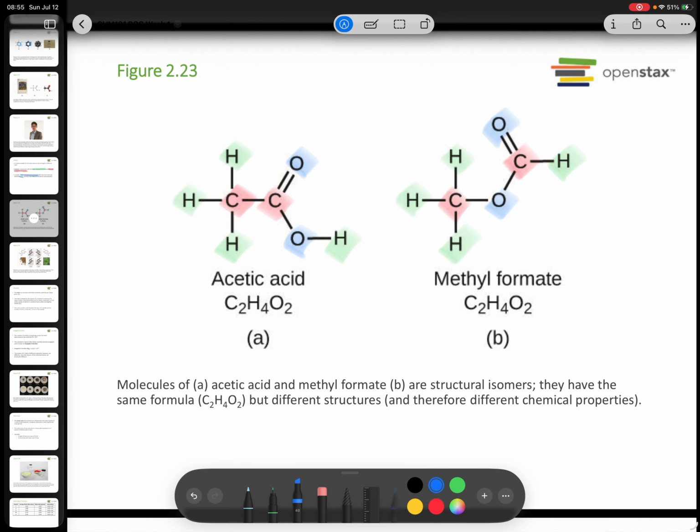Kasi same formula but different structure, okay? Iba yung arrangement, no? Or bonding ng mga atoms niya. So in acetic acid, the molecule contains a carboxylic group. So sa organic chemistry, matututunan nyo ano yung carboxylic group. So ito yung part na yun, no? Carboxylic group. Nakalagay sa slide. Carboxylic group.